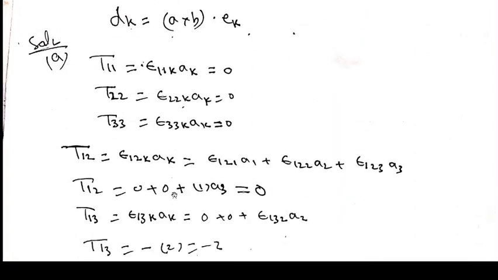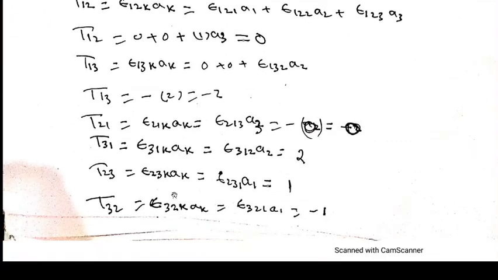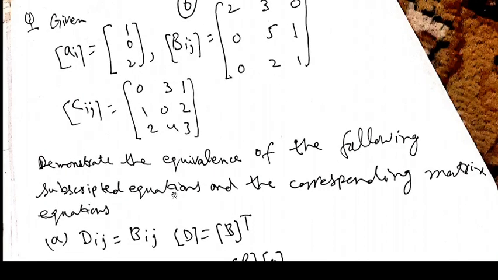Now again we have an exercise question. This is matrix A, this is matrix B, this is matrix C. Now what we have to do is demonstrate the equivalence of the following subscripted equations and the corresponding equations. We have to show that these two are the same. Now you can calculate this equation. What is D? D is equal to the transpose of P. Taking the transpose, you will have D. Now you have to show that you have the same D as you will calculate with the help of these subscript equations.